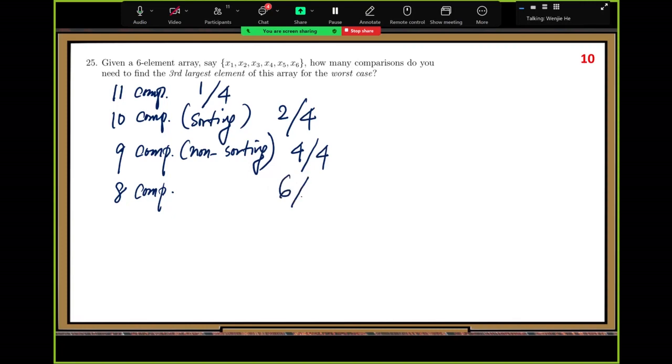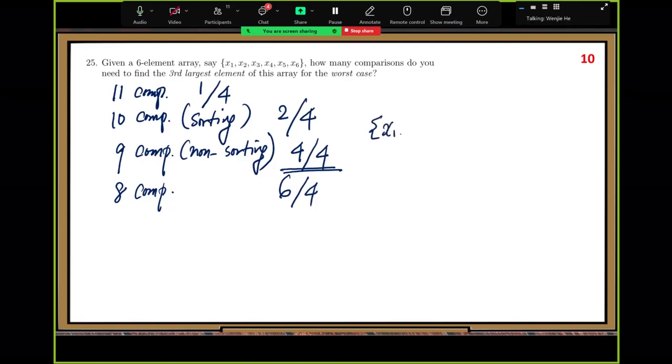So you get 6 out of 4. Okay, 2 bonus points. This 9-comparison solution is actually pretty easy to get, so this is full credit, right? Full credit, because some students can get it easily.